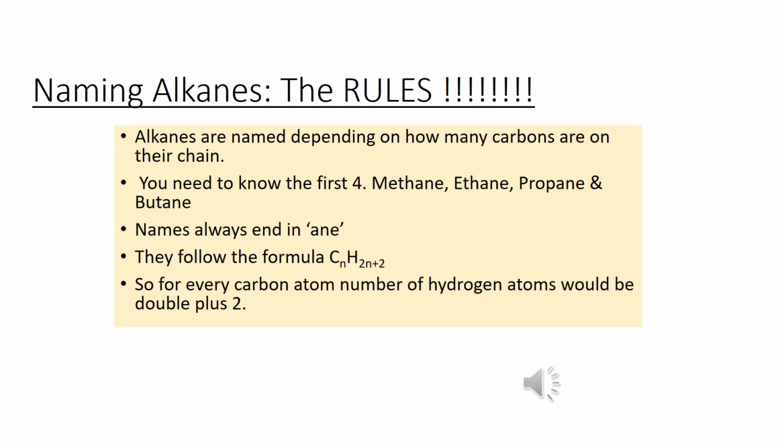Right, now we are going to look at the rules on how to name alkanes. Alkanes are named depending on how many carbon atoms there are on their chain. You need to know the first 4: methane, ethane, propane, and butane. Names always end in A and E. And the key feature, that means the formula for alkanes, is CnH2n+2. So for every carbon atom, the number of hydrogen atoms would be double plus 2.